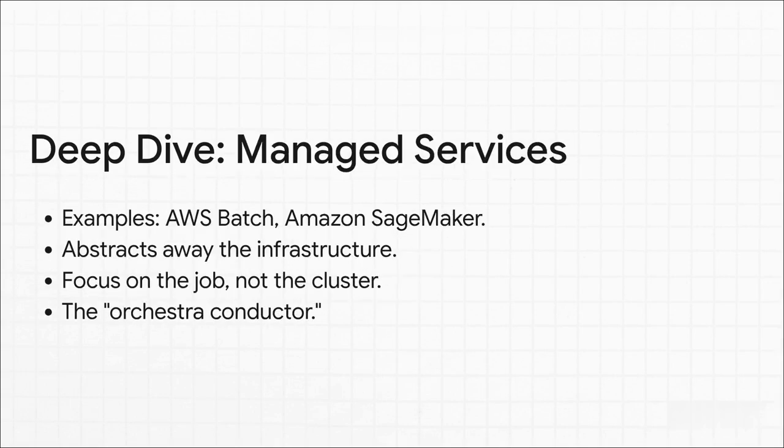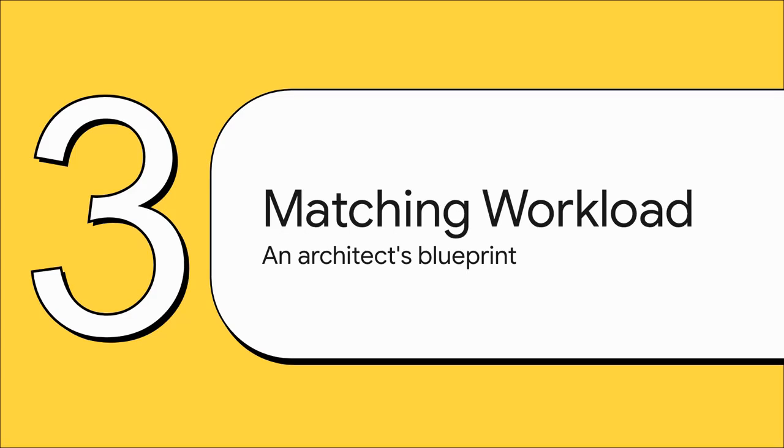And finally, you've got managed services. Think of tools like AWS Batch or Amazon SageMaker. They're like an orchestra conductor. You just give them the job, and they handle the whole complex dance of spinning up servers, managing queues, and scaling the cluster. This is what you choose when you want to focus on your science or your code, not on the infrastructure.